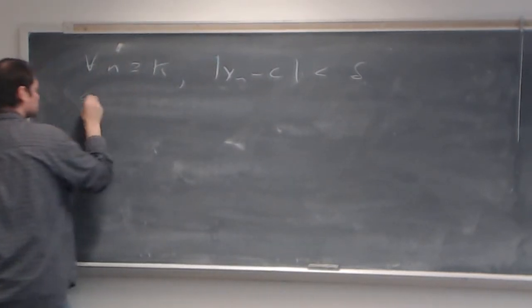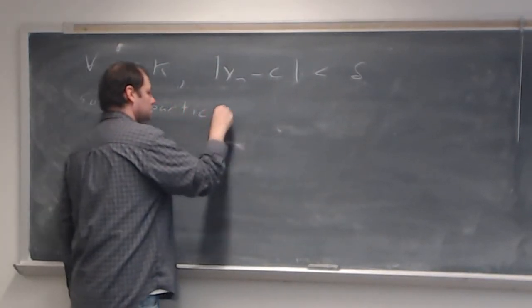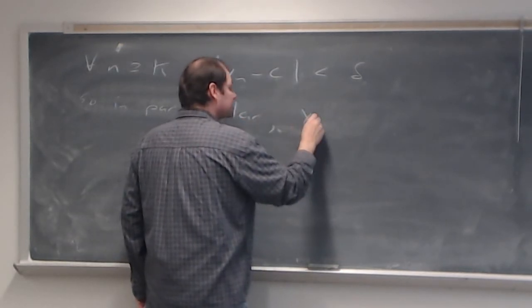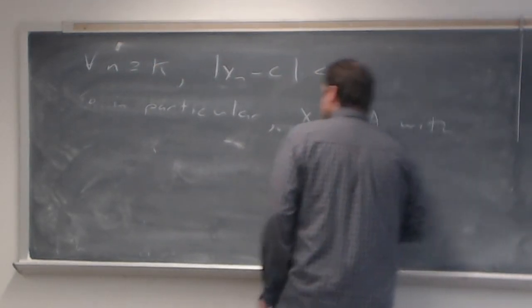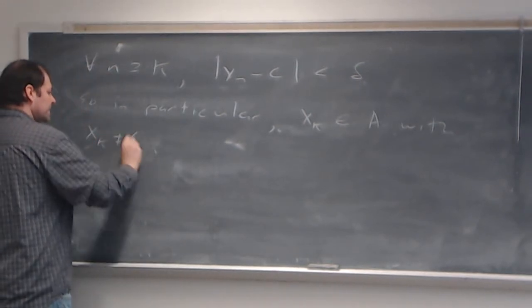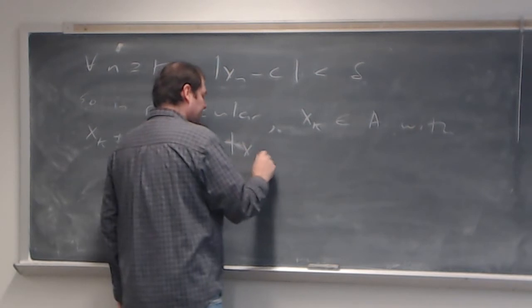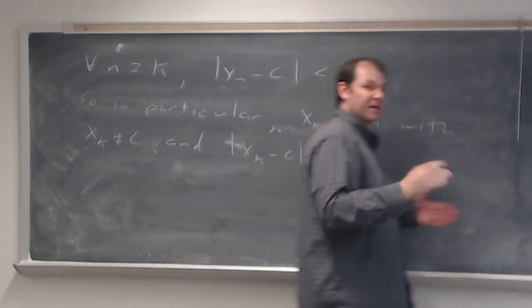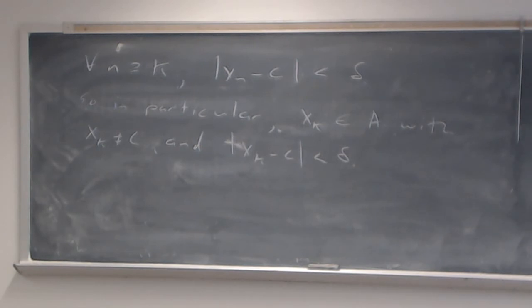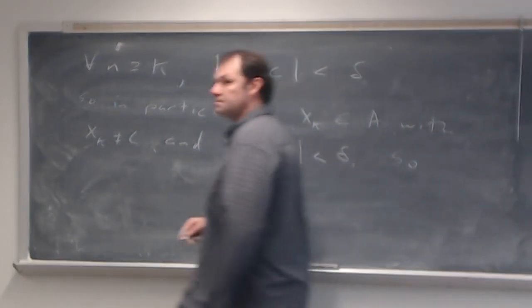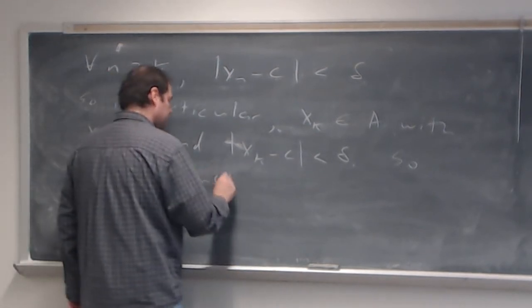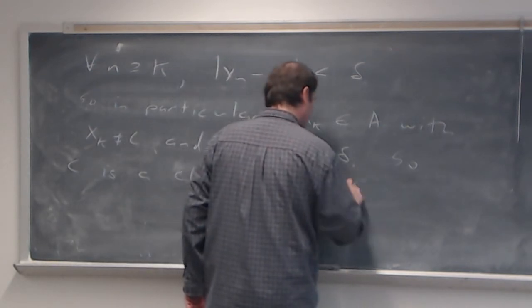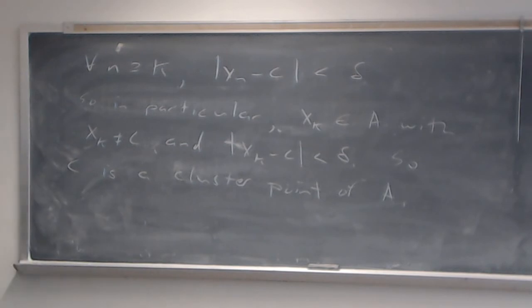So in particular, X sub K, that particular K, whatever it is, is going to be an element of A, and because it's part of the sequence, it's different from C, and the absolute value of X sub K minus C is less than delta. Look, I was trying to produce some guy in A that's within delta units of C. It wouldn't equal C. I just did. It's X sub K. That particular guy. So that means that C is a cluster point. Okay. And that concludes the proof.